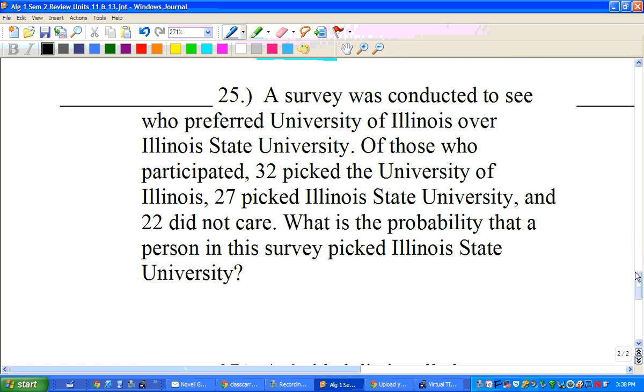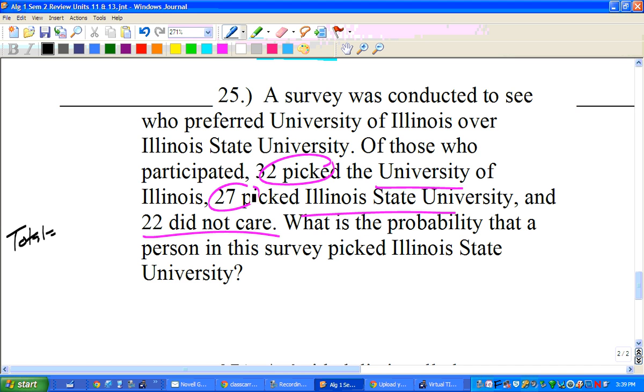Alright, number 25 says, a survey was conducted to see who preferred University of Illinois over Illinois State University. Of those who participated, 32 picked U of I, and 27 picked ISU, and 22 didn't care. So what is the probability that the person in the survey picked ISU?